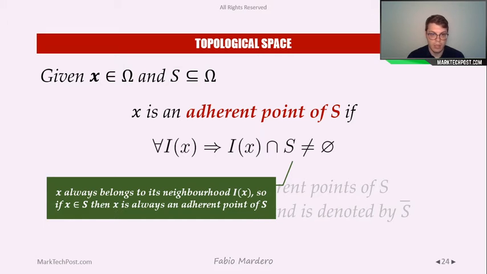Here we say that x is an adherent point of S if x always belongs to its neighborhood of x. So if x is inside S, then of course we can always find a neighborhood that has a non-null intersection with S. So if x stays inside S, that's no problem. This will be for sure an adherent point. But here, thanks to this definition, x doesn't need to lie inside S. It could be external to our set, but still be an adherent point of S.